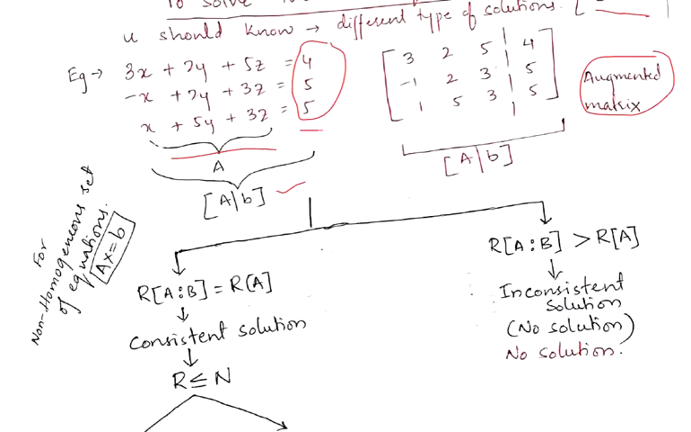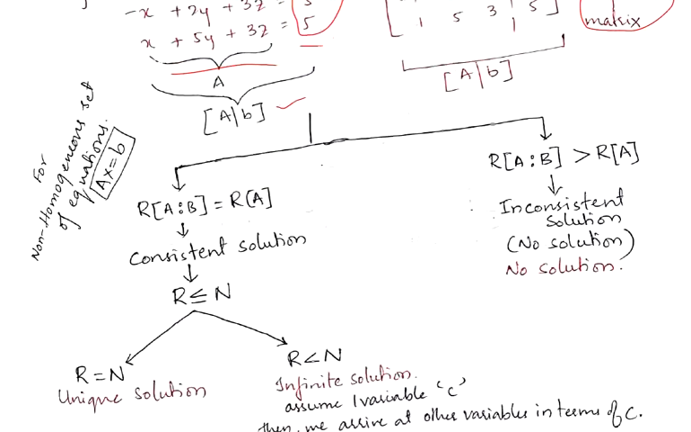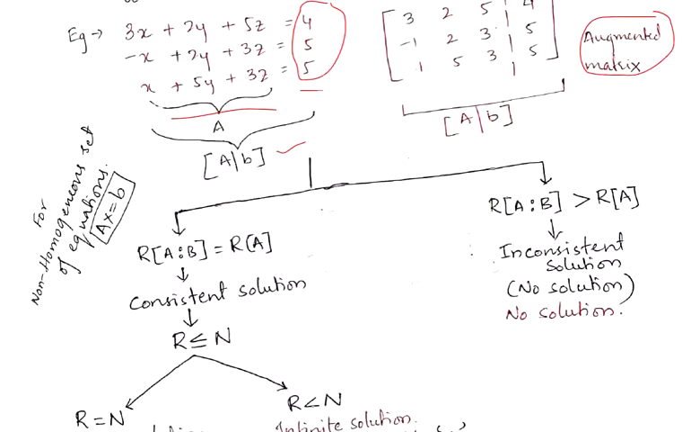Coming to what kind of different solutions we will have. First try to find the rank of the augmented matrix, then find the rank of the given matrix A. So there are two conditions. If the rank of the augmented matrix is greater than the rank of A, then it is always an inconsistent solution. It is always an inconsistent solution, and there is no solution also. Both words are used synonymously. Inconsistent and no solution when the rank of A augmented B is greater than the rank of A.